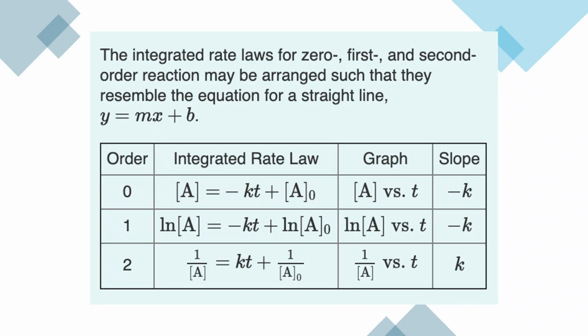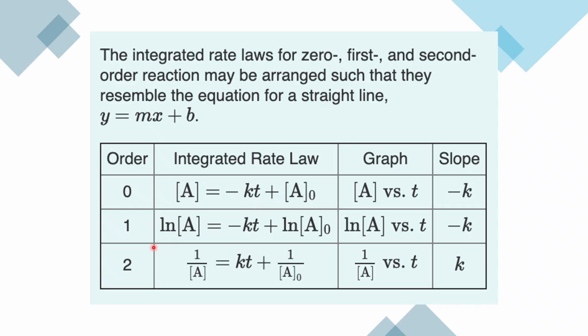This is a summary of the integrated rate laws for zero, first, and second order reactions, all of which are in the form y equals mx plus b. If it's a zero order reaction, notice that our y is simply the concentration of A, and we're plotting that against the variable of time.